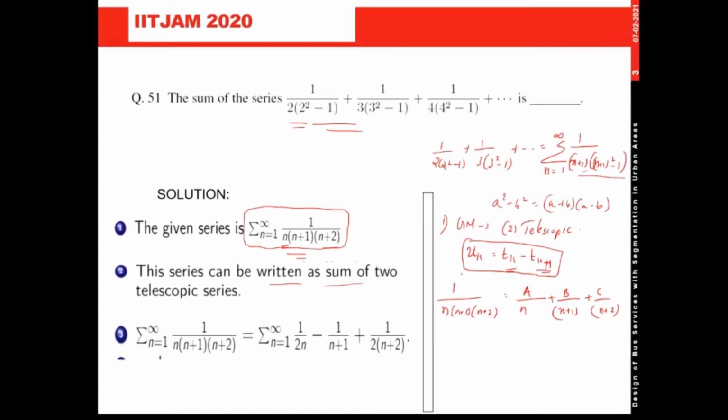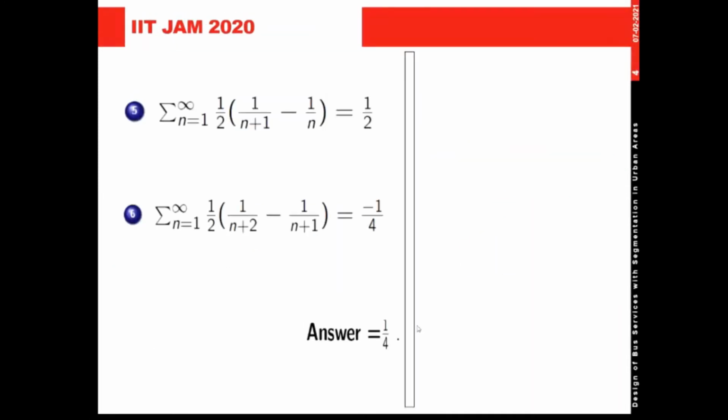So you can use the method of partial fractions. This is not in the form of a telescopic series, but what we will do is convert it into the form of a telescopic series. So this 1 by 2n minus 1 by n plus 1 plus 1 by 2 into n plus 2 can be written as 1 by 2 times 1 by n plus 1 minus 1 by n. So this is somewhat like a telescopic series. 1 by 2 into 1 by n plus 1 minus 1 by n. So, this is like, okay.